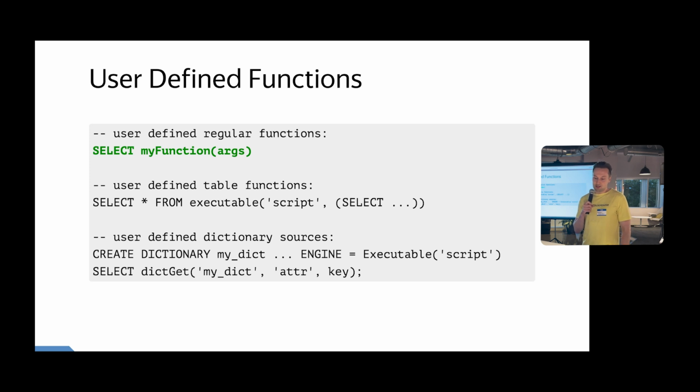We have user-defined table functions. They can process a query result with an arbitrary script that you write. And then you process the output of this script further. We have user-defined dictionary functions, also with custom scripts. You can create a dictionary with executable engine. And then you can use it as your dictionary data source.